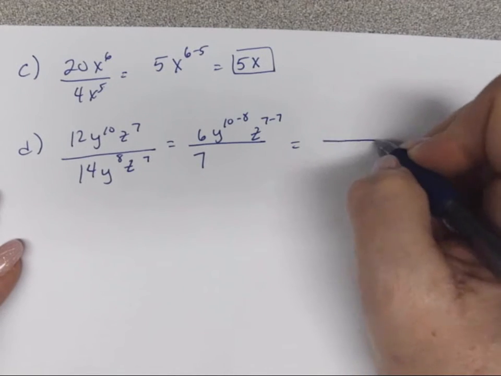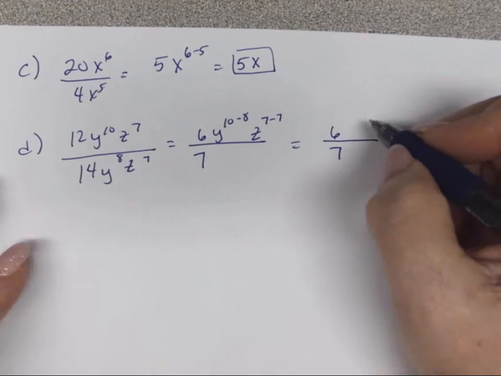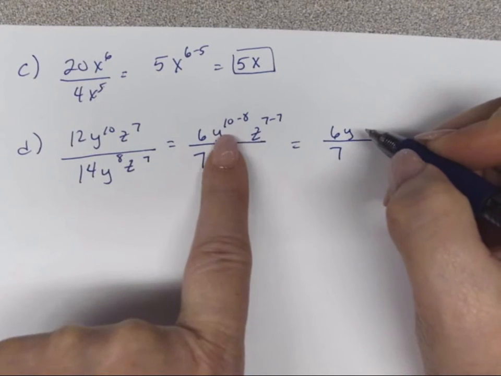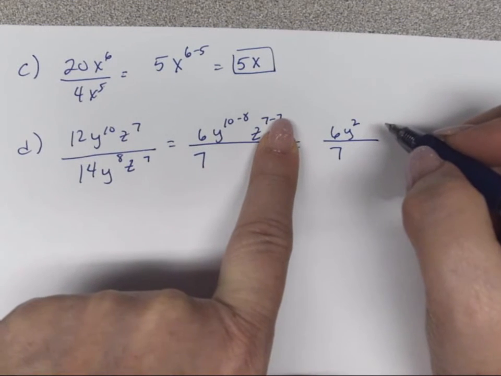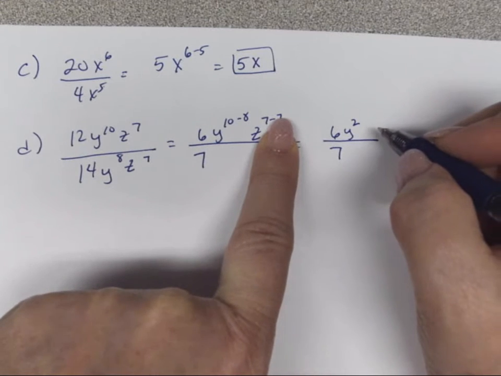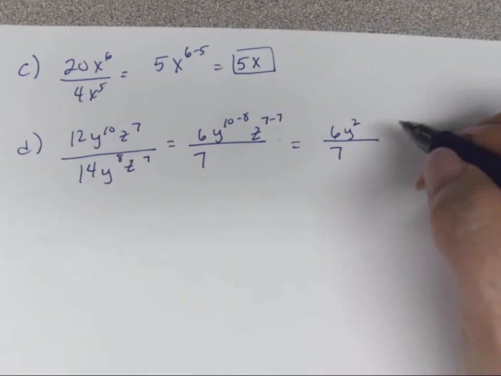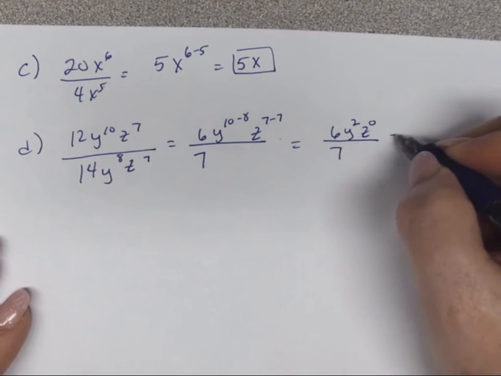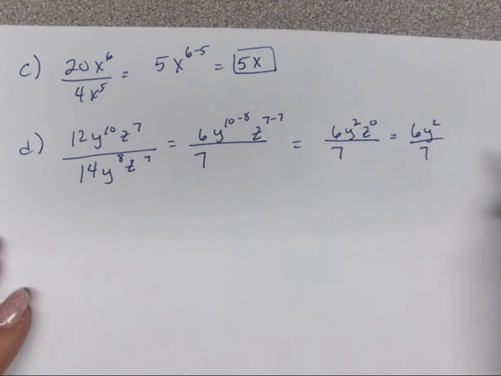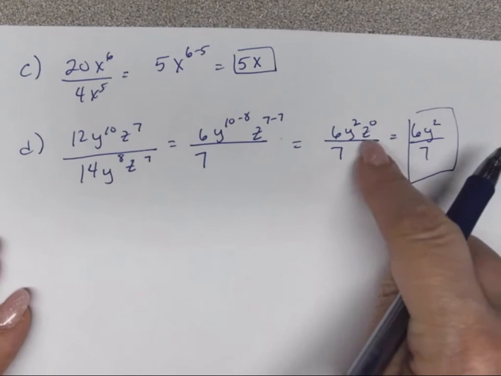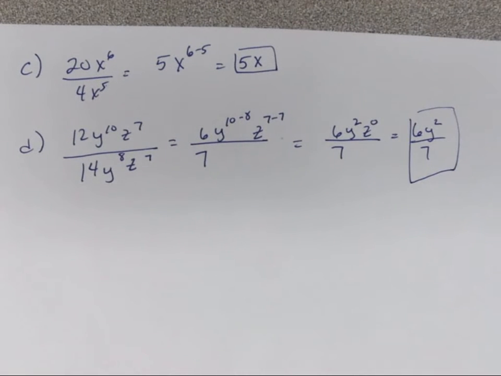So this will get us 6 over 7. Y to the 10 minus 8 is 2, and z to the 7 minus 7, that's z to the 0, which is equal to 1. So it won't stick. And I can write that out just so you can see it. We'll end up with 6y squared over 7. That would be your final answer, because z to the 0 is equal to 1.